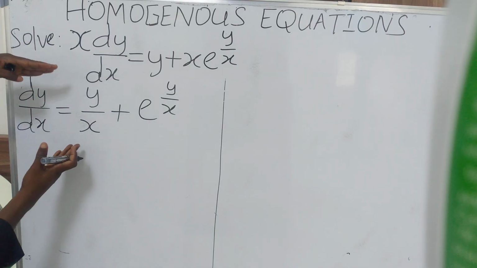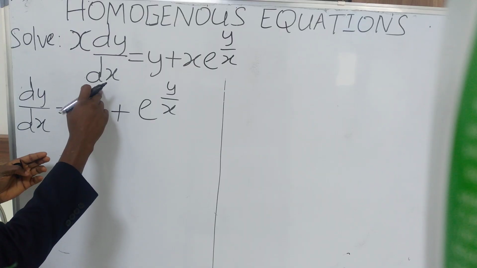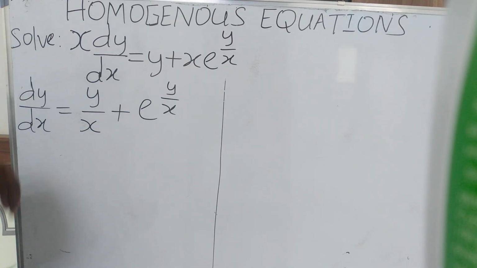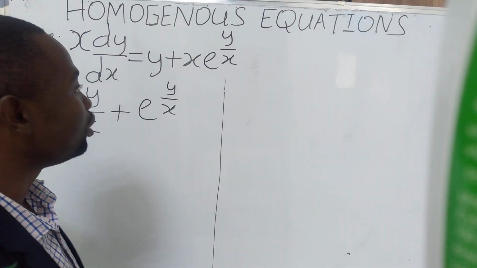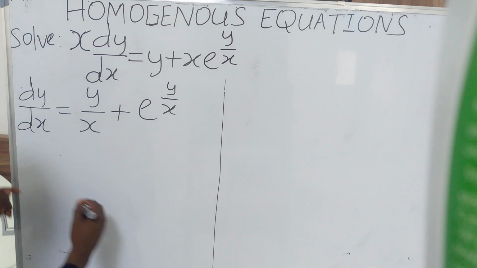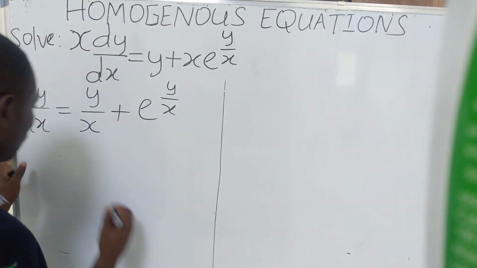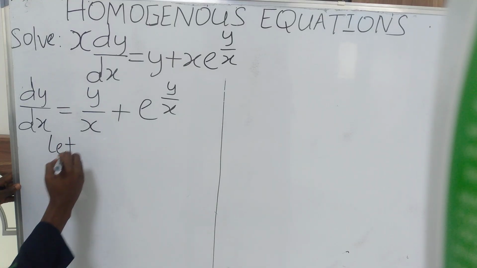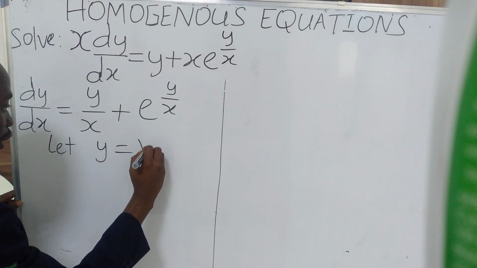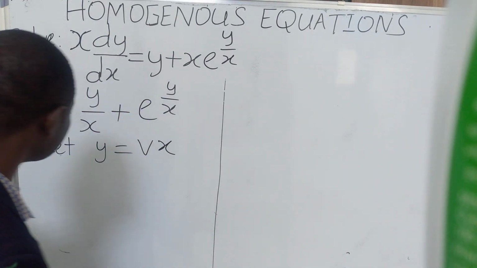Now, the way the y and x are arranged, the degree of the variable in the numerator is the same as the degree of the variable in the denominator. Therefore, we can apply the homogeneous equation. So I'm going to introduce another variable. Let y be vx. So I'm introducing another variable v.